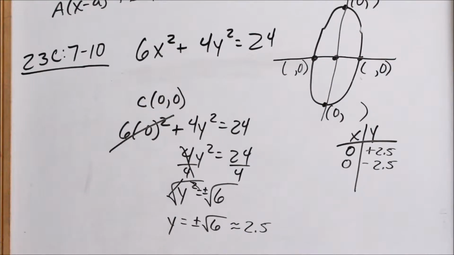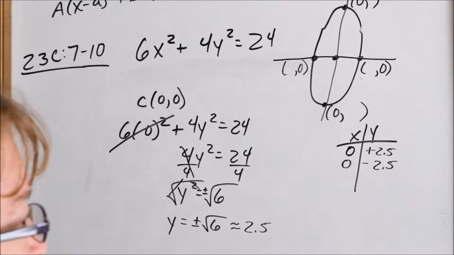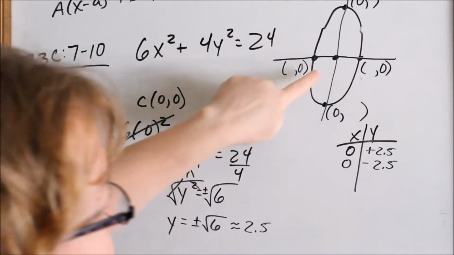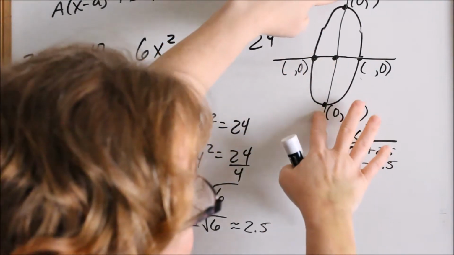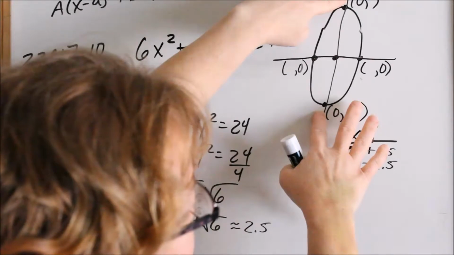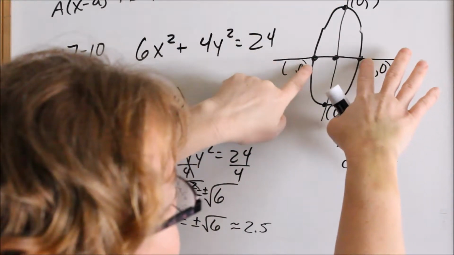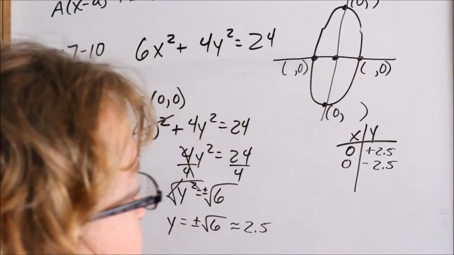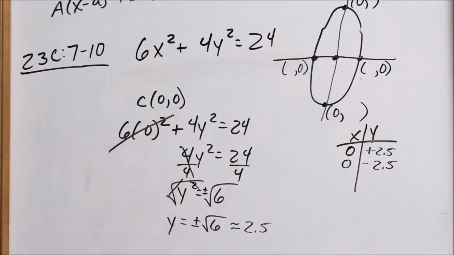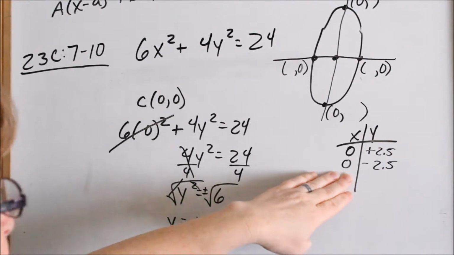When you do these extremities, you should be calculating 4 points, because you're going to have your center, and then you have 2 points on each side of your center going up and down, and then 2 points from your center going out to the right and to the left, even when your center is not at the origin. So we found those 2 points when x was 0.